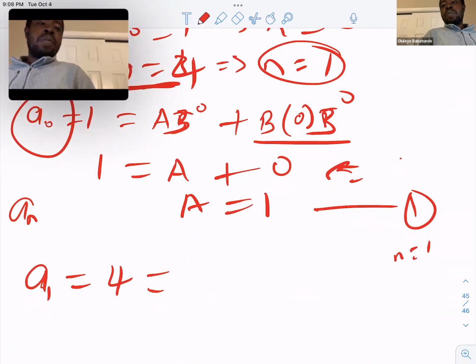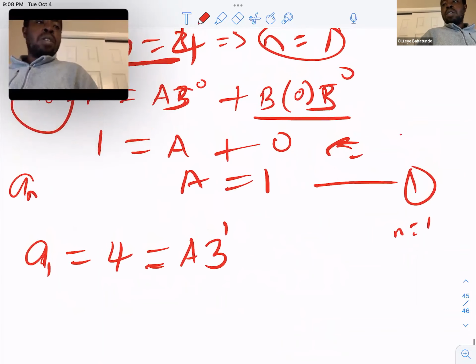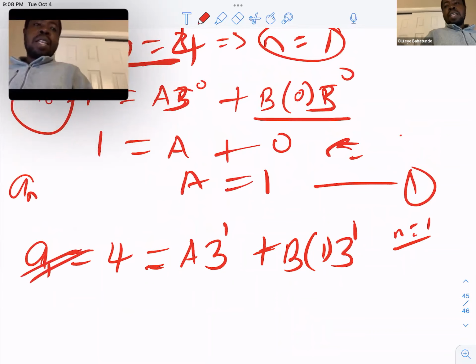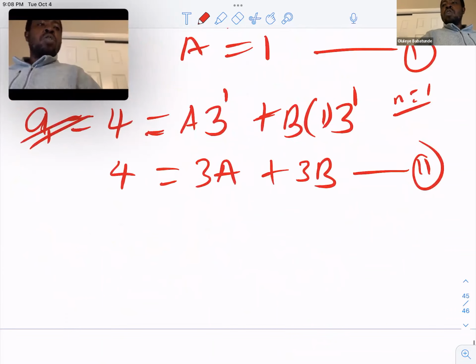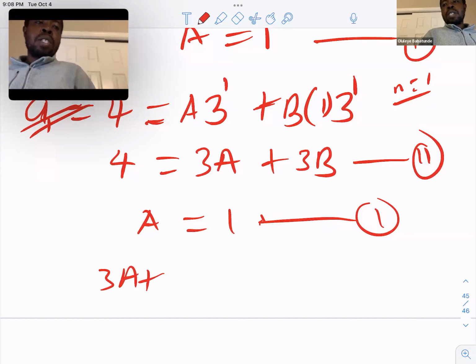So I'm going to have A into 3 raised to power 1. Remember the formula, R raised to power N, plus B times N. My N is 1 times 3 raised to power 1 again. So I need 4 equals 3a plus 3b. That is equation 2. So I'm going to solve a equals 1, equation 1, then 3a plus 3b equals 4, equation 2.